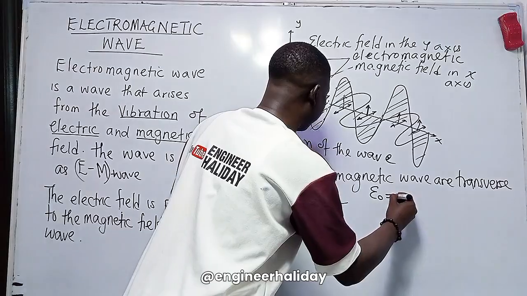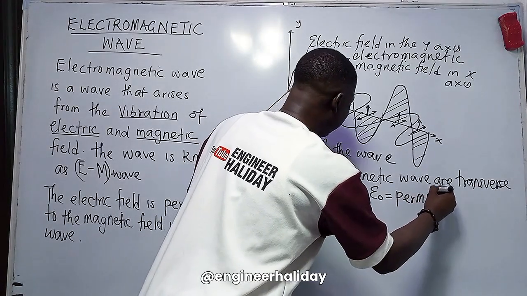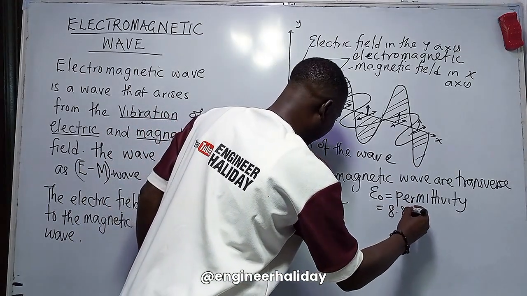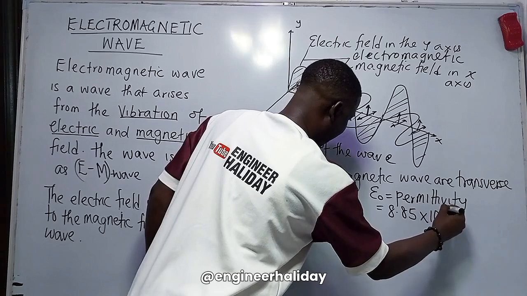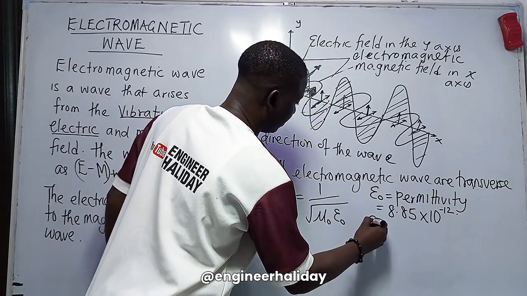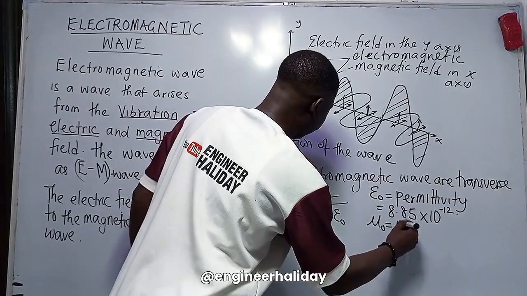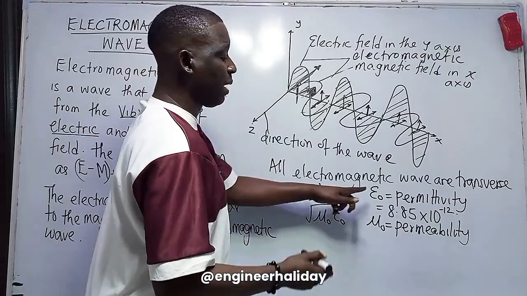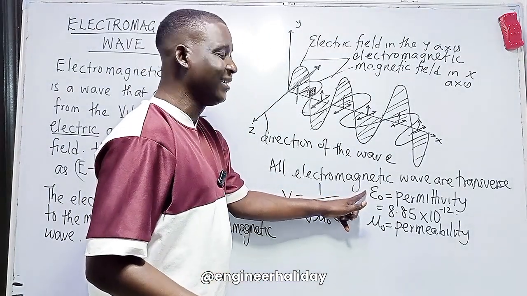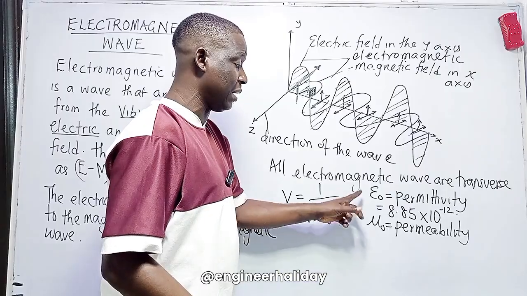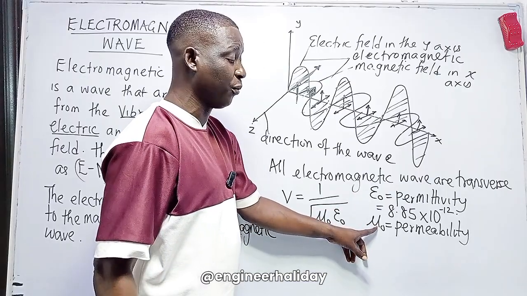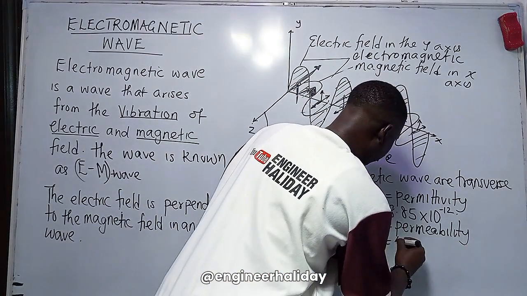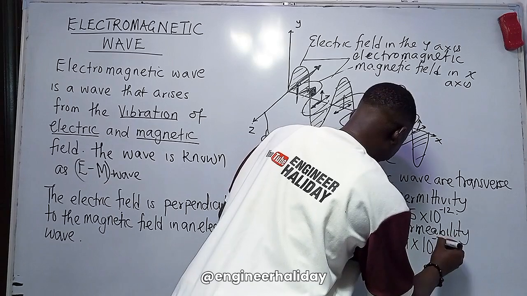Now, what is epsilon naught? Epsilon naught is called the permittivity. It has a value of 8.85 times 10 raised to power minus 12. Then we have mu naught, which is called the permeability. This permittivity is the constant of proportionality in an electric field or electric force, while this one is the constant of proportionality in a magnetic field or magnetic force. This one is 4 pi times 10 raised to the power minus 7.